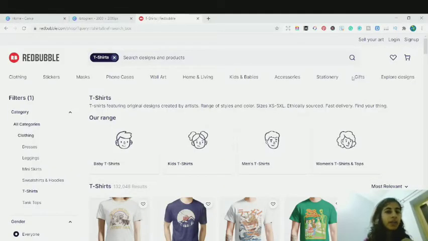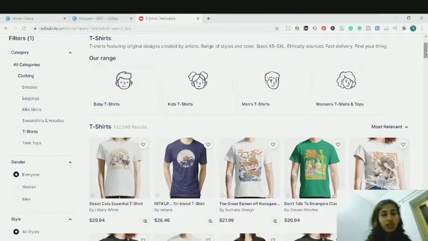Currently on Redbubble, you can see I've already typed t-shirt in the search engine, because we are just looking for t-shirt designs. Or even if you are looking for sticker-based design ideas, then you can just type sticker, whatever product you are interested in looking for. But since we are looking for t-shirts, that's why I have searched for t-shirt, but it depends on you guys.